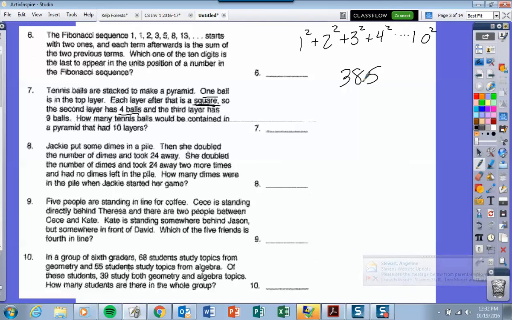Alright, Jackie put some dimes in a pile. Then she doubled the number of dimes and took 24 away. She did that 2 more times, and had no more dimes left in the pile. How many dimes were in the pile when Jackie started her game?